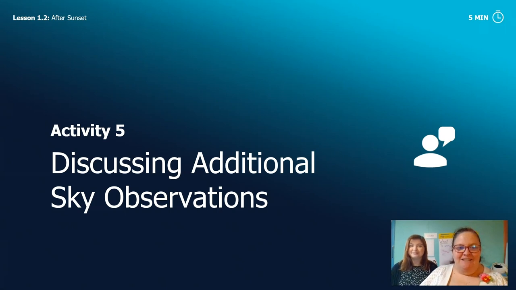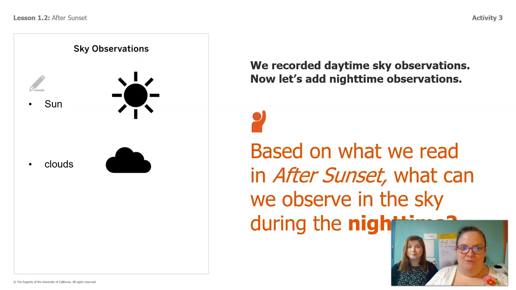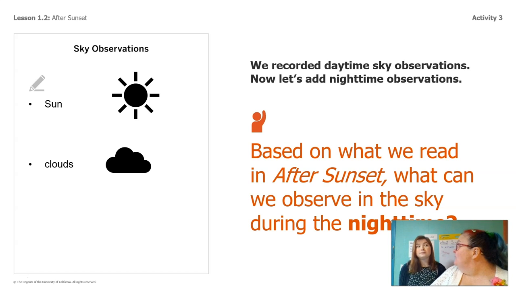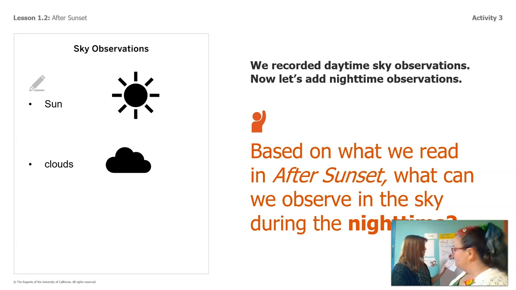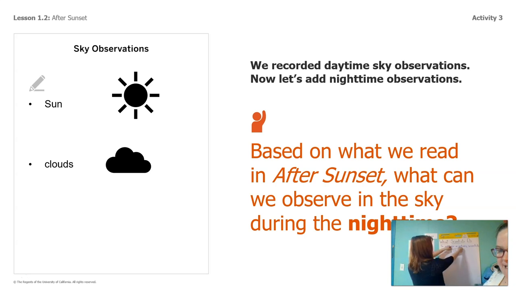Okay, so let's look at some additional sky observations. We already talked about what we observe during the day, and now we have all sorts of things that we can add to our chart from what we read in the book. Even though we didn't make the observations directly, we can get them from the book, because scientists do that all the time. As a matter of fact, Rosie, can you add reading to our What Scientists Do chart? I'll get out of the way so everybody can see. So scientists not only observe, but they also read to get some information.